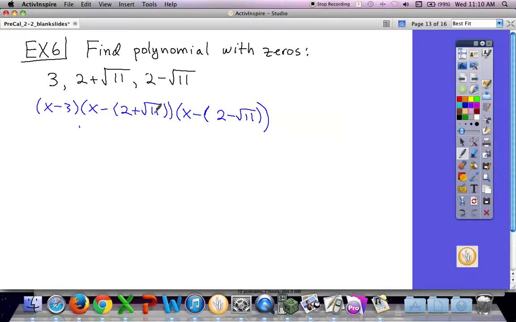Okay, what we're saying here is that x equals 2 plus or minus the square root of 11, correct? Our zeros are 2 plus the square root of 11, 2 minus the square root of 11, so x equals 2 plus or minus the square root of 11. Okay, now subtract 2 from both sides. Square both sides.